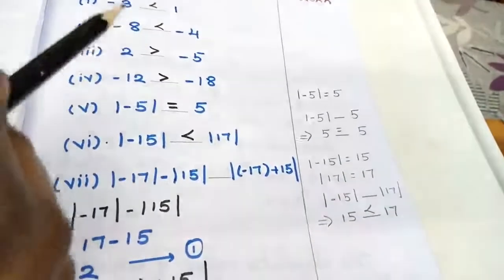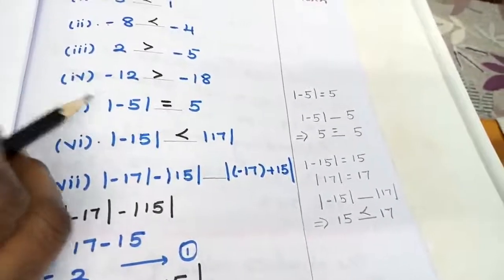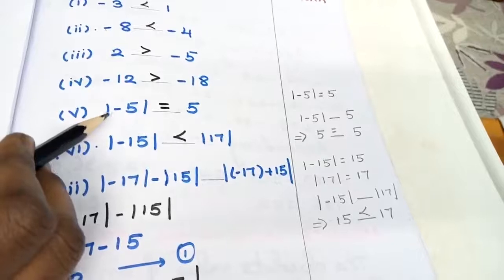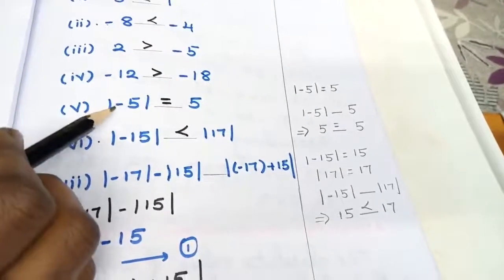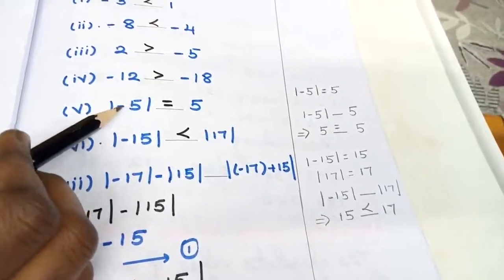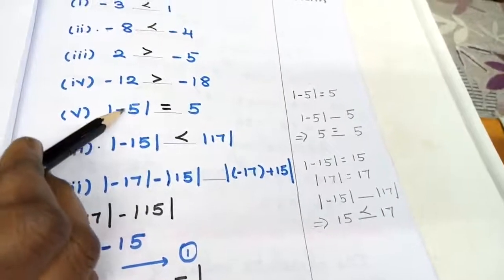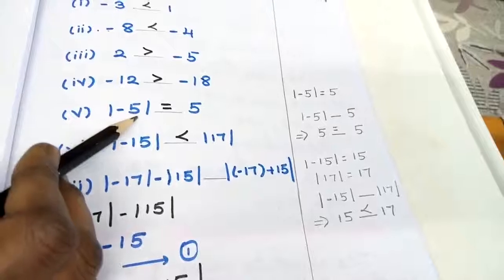And the fifth question is known as modulus, that is absolute value. Sometimes they will call it modulus when you go to higher classes. Absolute value of minus 5, and I will be teaching you this particular concept, students, what is the meaning of absolute value of minus 5.